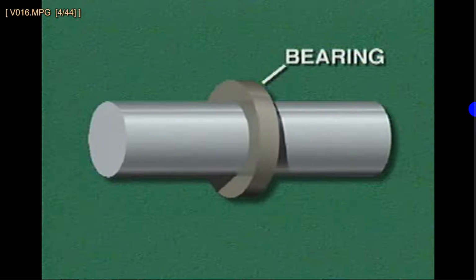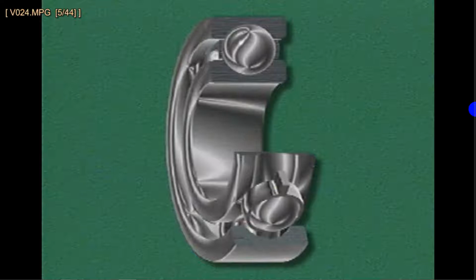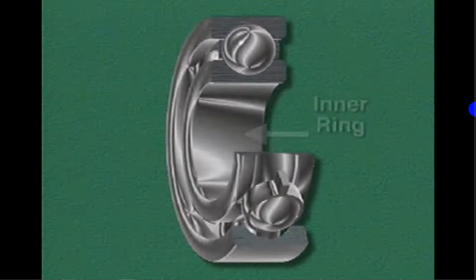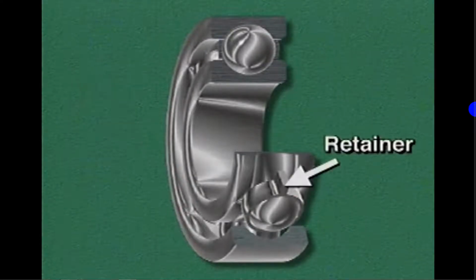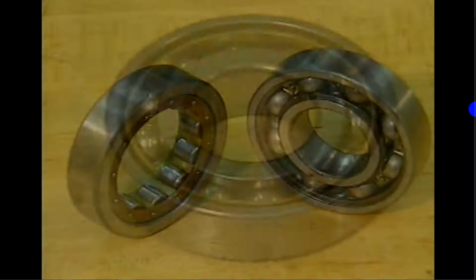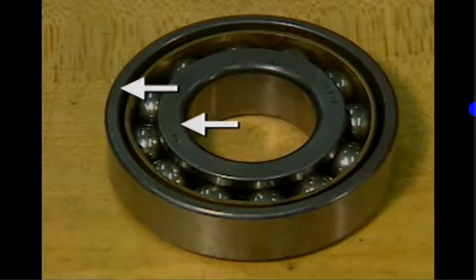Most bearings are mounted on rotating shafts. A shaft rotates around a center line or axis. The distance from the axis to the outside of the shaft is called the radius. While individual bearings may differ slightly, a typical rolling contact bearing consists of rolling elements, an inner ring, an outer ring, and a retainer. The rolling elements in a rolling contact bearing are either balls or rollers made of specially hardened steel. In this example, the rolling elements are balls, and they are set between two hardened steel rings, an inner ring and an outer ring.